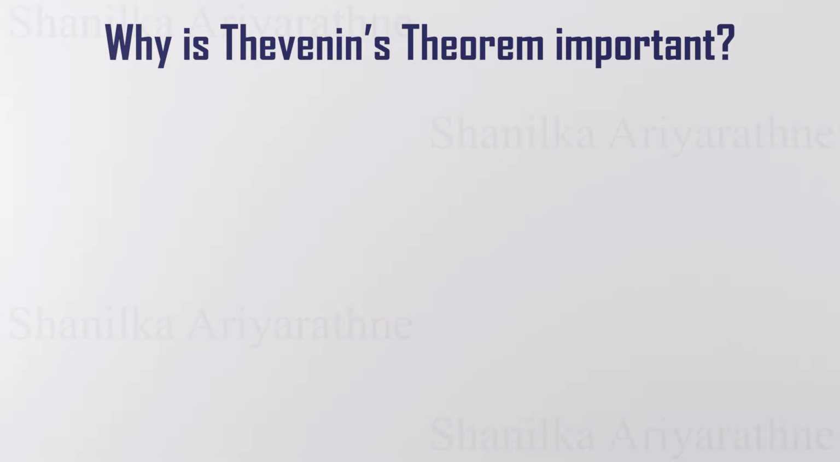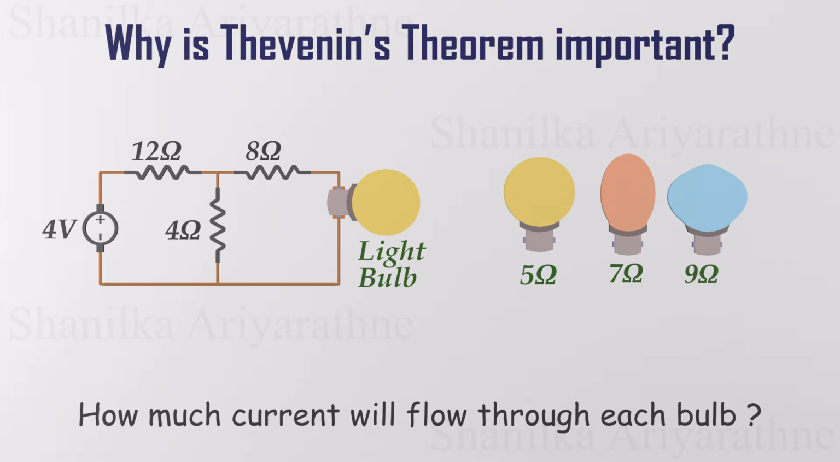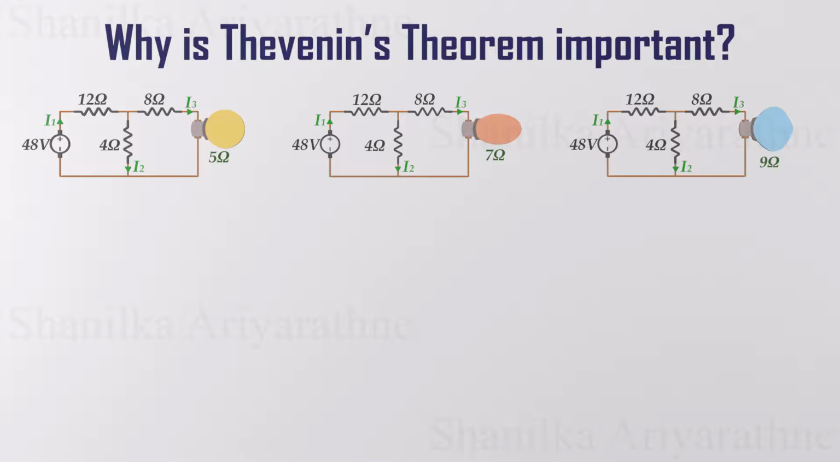Let me explain why Thevenin's theorem is so important with a simple example. Imagine you have a circuit that powers a light bulb. Now, what if you have several light bulbs, each with a different resistance? You want to figure out how much current will flow through each one, because the brightness of the bulb depends on how much power it consumes, and power depends on both the current and the voltage. Sure, you could use Ohm's law and Kirchhoff's laws to solve the circuit for each bulb individually, like this.